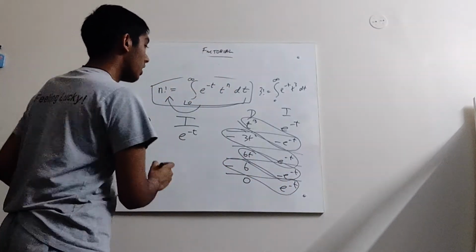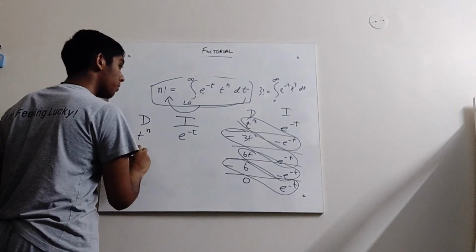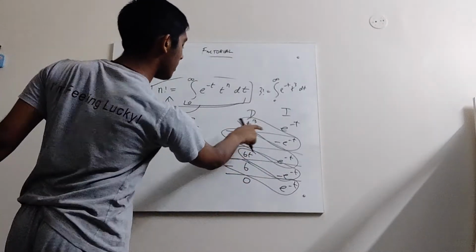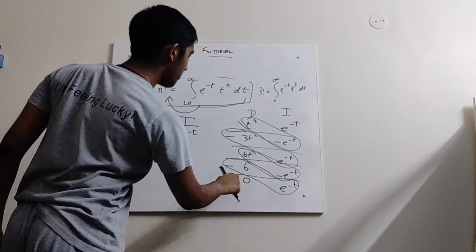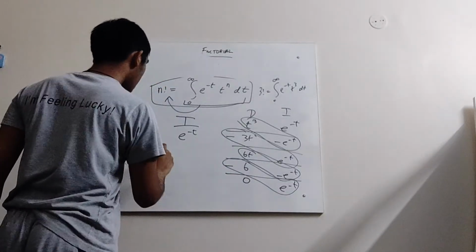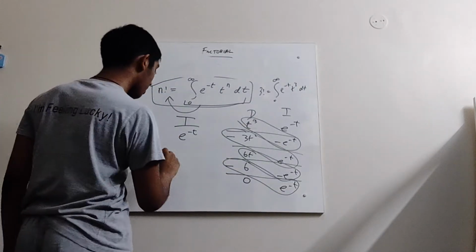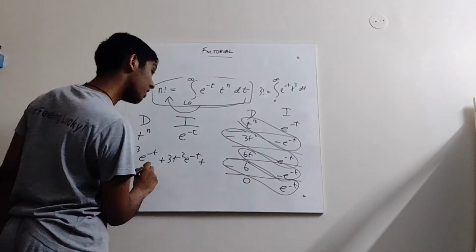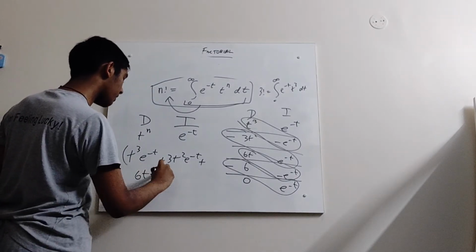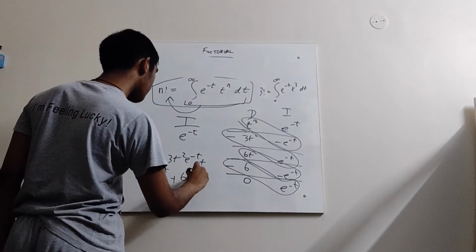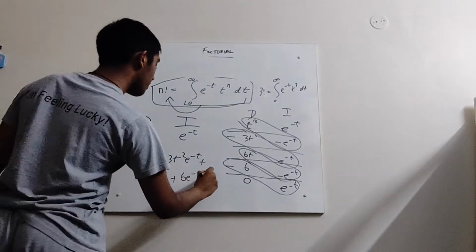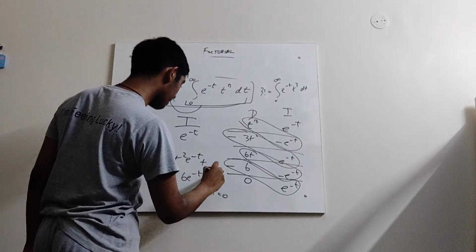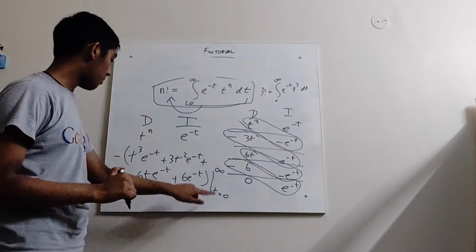So this is what we get: t cube e to the power minus t, with alternating signs. All the terms below this will be 0. So minus t cube e to the power minus t, plus 3t square e to the power minus t, plus 6t e to the power minus t, plus 6 e to the power minus t, from t is equal to 0 to infinity.